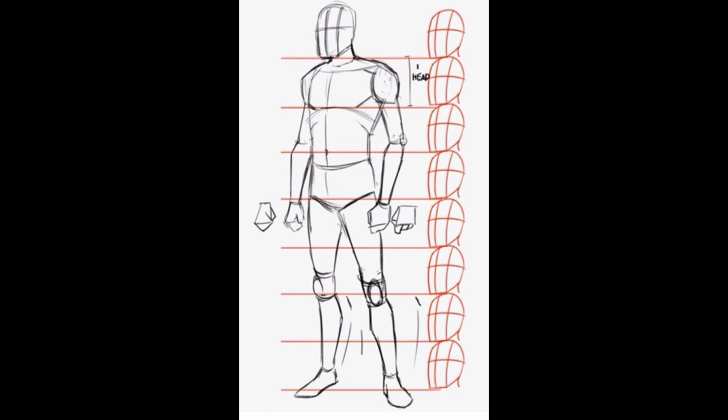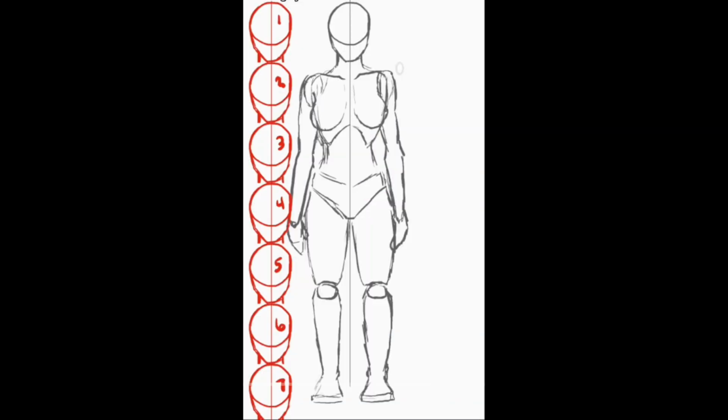Another head length to the middle of the thigh, then the knee, and then 2 more to the ground. So the average adult male is 8 head lengths tall. Biological females tend to be 7 to 7.5 head lengths tall. Normally their torsos are a little bit longer, okay? So we just want to be in that ballpark.